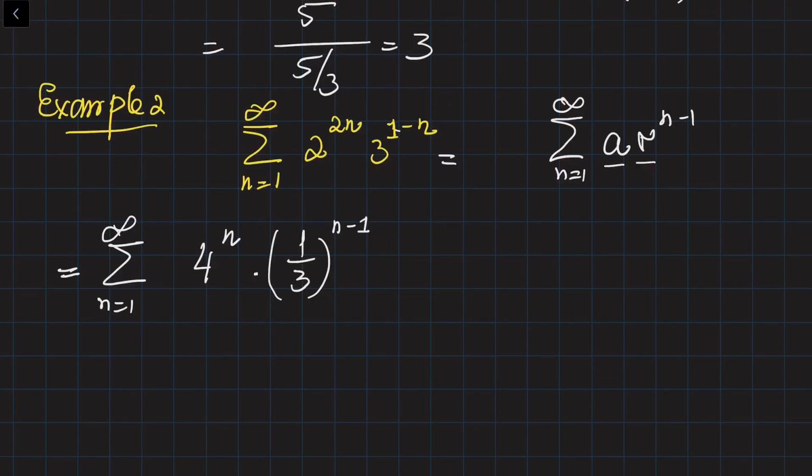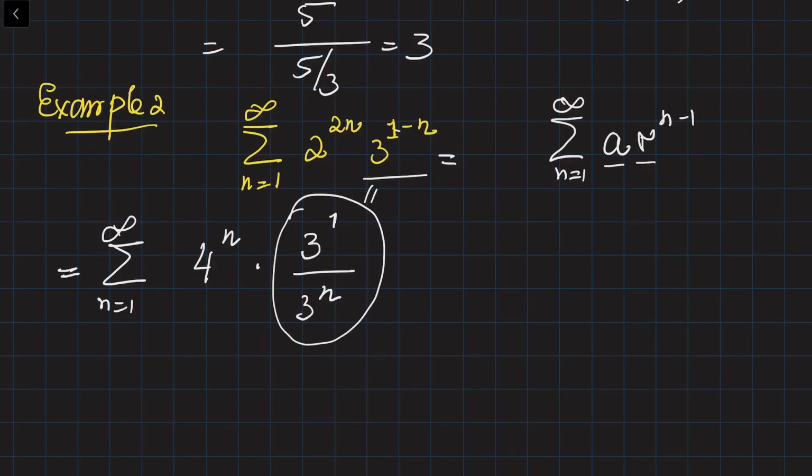One more thing I wanted to do is write this as 3 to the power of 1 divided by 3 to the power of n, right? I think this is better, because we know that for exponentials, this is exactly the same as 3 to the power of 1 minus n. So it's going to be the sum of 4 divided by 3 to the power of n, times the 3, right?